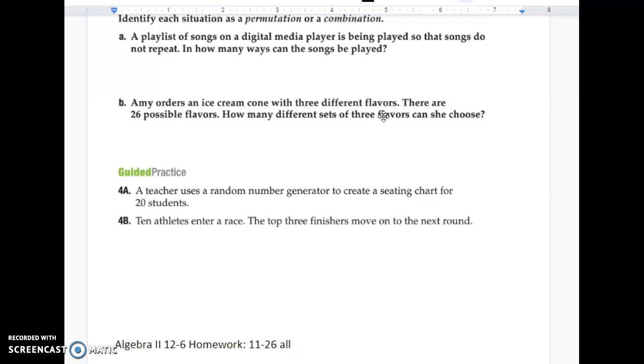Does it matter if you got third place? As far as if you get to go to the next round, it doesn't matter if you're first, second, or third, all three of them get to go. So the order there doesn't matter. So 4B is a combination.